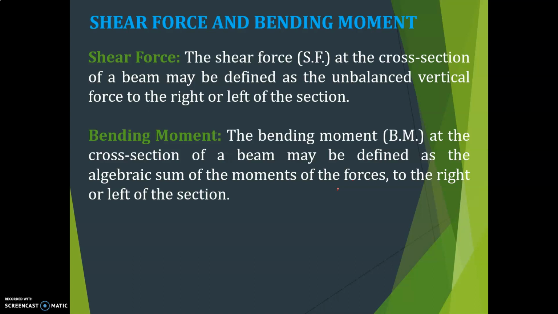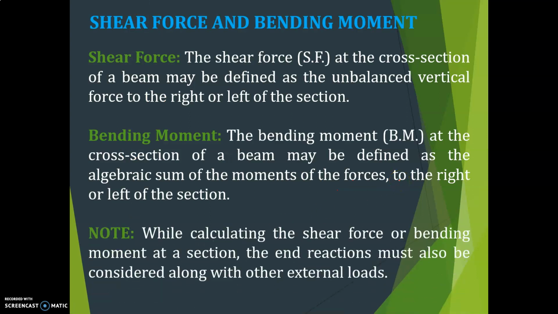Then what is bending moment? The bending moment at the cross section of the beam may be defined as the algebraic sum of the moments of the forces to the right or left of the section. This is the algebraic sum of all the moments of the forces to the right or left of the section. So this is very important. Now I have come to the point of what is shear force and bending moment. While calculating the shear force or bending moment at a section, the end reactions must also be considered along with the other external loads. That means you have to consider the reactions also.